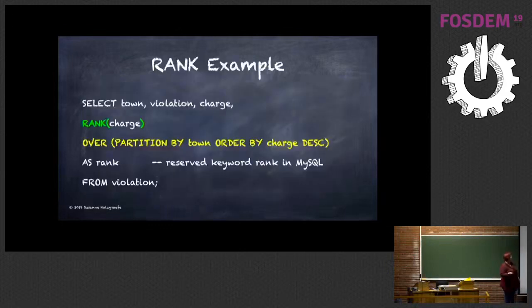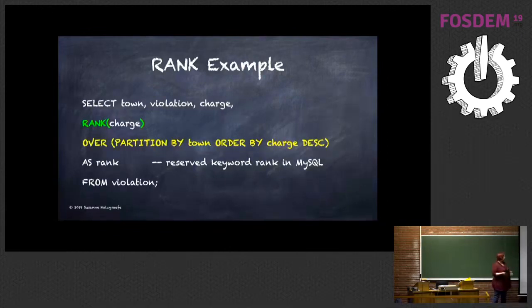Another example, or one of the great features, which I see my customers using very, very often, is rank. Here I wanted to rank the charge, partitioned by town, order by charge, of course, it's a price, it's money, DESC, as rank. And I figured out when I made the test that rank is a reserved keyword in MySQL. Almost all these window functions are reserved keywords in MySQL. So in MySQL I took underscore rank instead of rank for naming it.